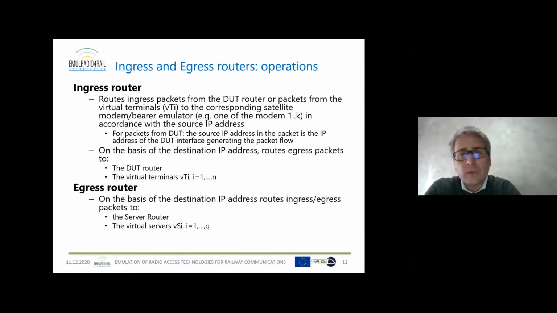About the ingress-egress router operations, we can say that the ingress router routes the ingress packets from the device under test router or packets from the virtual terminals to the corresponding satellite modem bearer, and as I said before, to the other endpoint on the right. On the basis of the destination IP address, the ingress router routes egress packets to the device under test router or to the virtual terminals, VT1, VTN. The egress router, on the basis of the destination IP address, routes ingress or egress packets to the virtual servers VS1, VSQ, and so on.